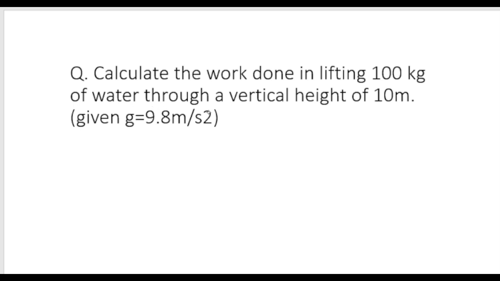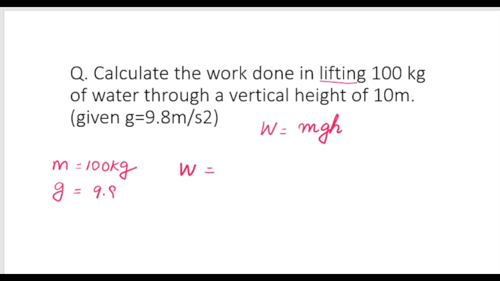Calculate work done in lifting 100 kg of water through a vertical height of 10 meter. Whenever we are talking about lifting something vertically, that means against the force of gravity, we can take the formula mgh. Work done is equal to mgh. So here m is equal to 100 kg, that is the mass of the water. Then we know g is 9.8 meter per second square, acceleration due to gravity, and h is given 10 meter.